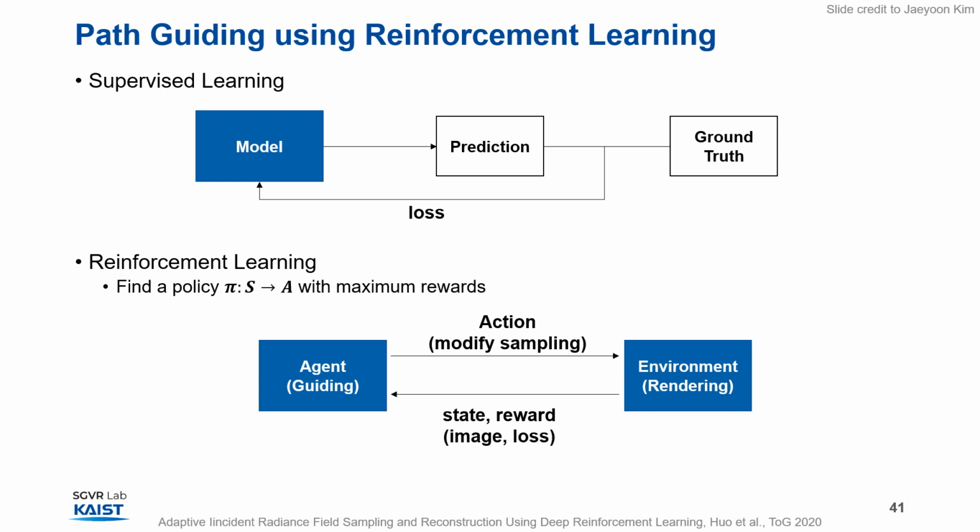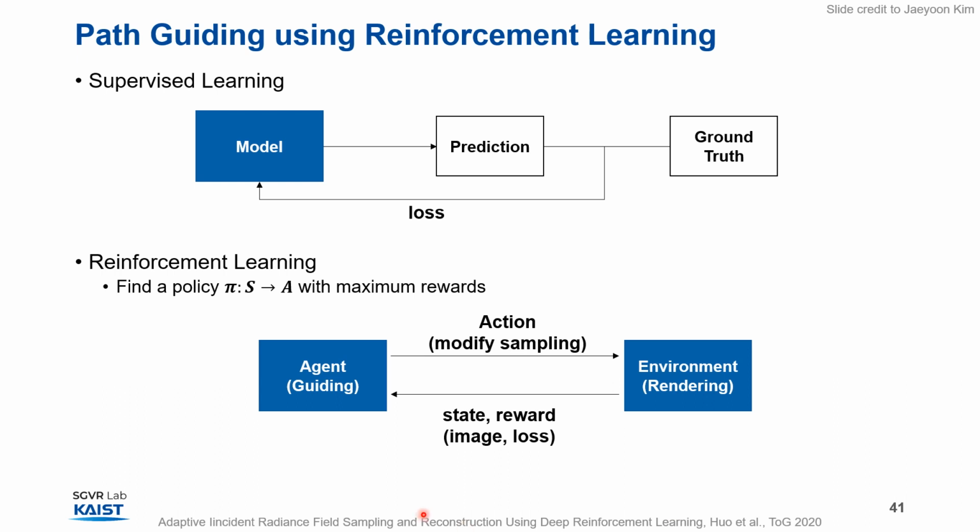Now, let's move on to path guiding with learning-based methods. And before that, let's talk about reinforcement learning. Reinforcement learning has a different framework from common supervised learning methods. Here we want to train an agent to find a good policy which gives an action that can maximize the reward on a certain environment.